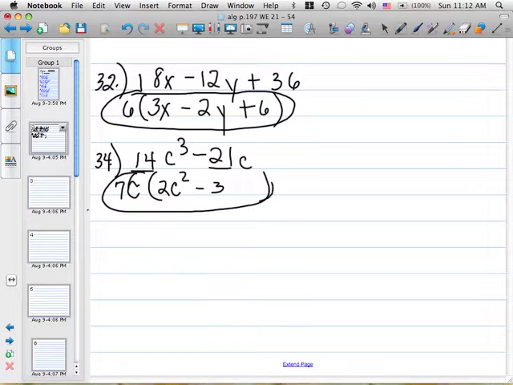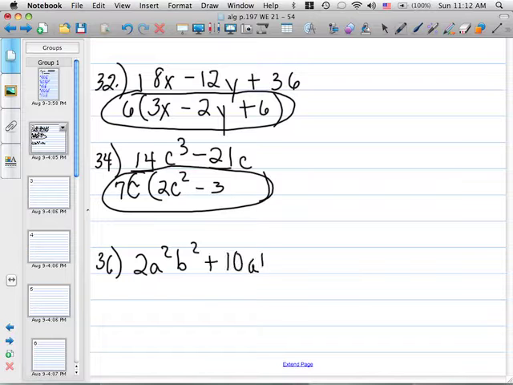The next set of problems. The directions are to factor, so 32. Copy the problem down, you have 18x minus 12y plus 36. The greatest common factor of the numbers would have to be 6. It's the largest number that goes into 18, 12, and 36.